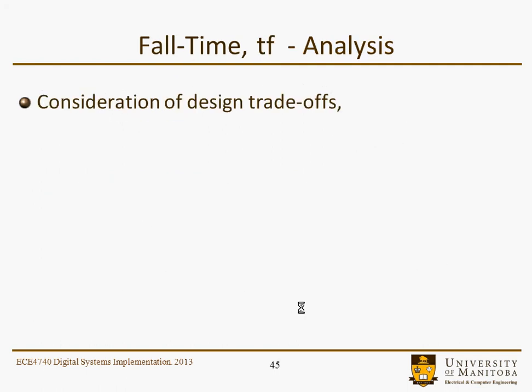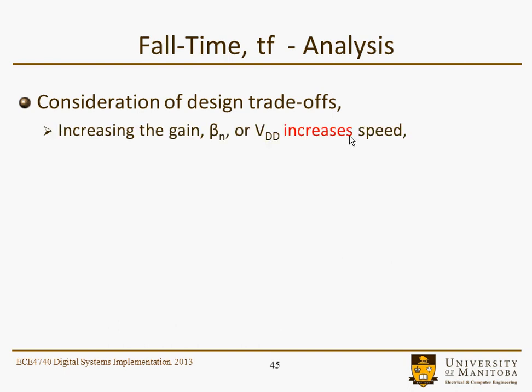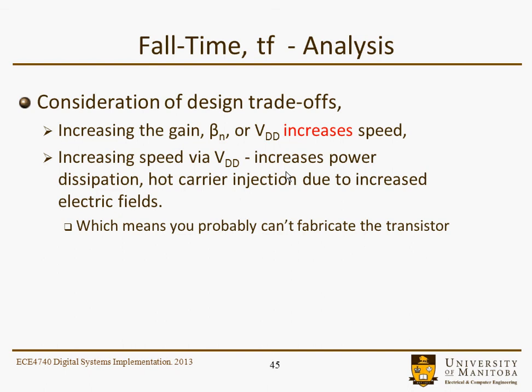This allows you to look at some considerations for design trade-offs. Some are obvious, some a little less so. If you go back to the approximation for the fall time, you'll see that you could decrease the fall time by increasing beta n, and you could also decrease the fall time by increasing VDD. So locally you might be able to get away with increasing VDD to increase the speed, but increasing VDD comes with some consequences. It's increased power dissipation, increased hot carrier injection due to increased electric fields, which means you may not be able to fabricate the transistor.